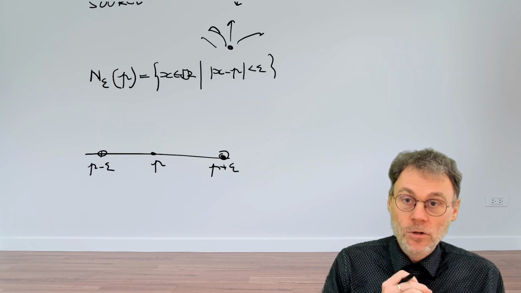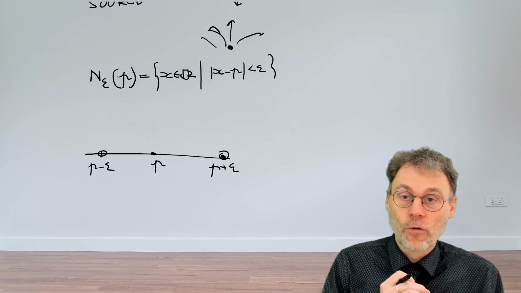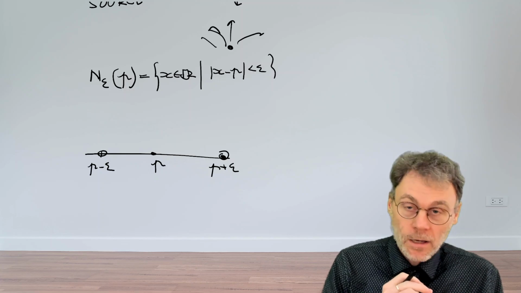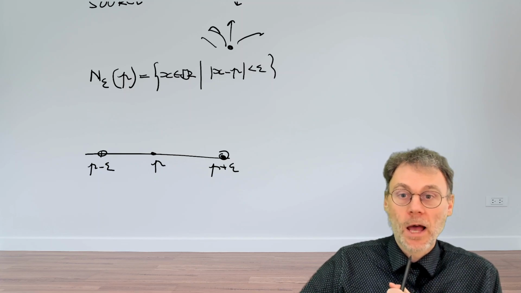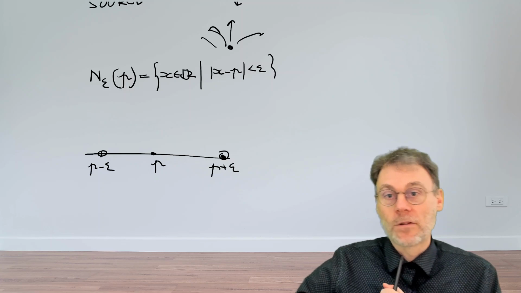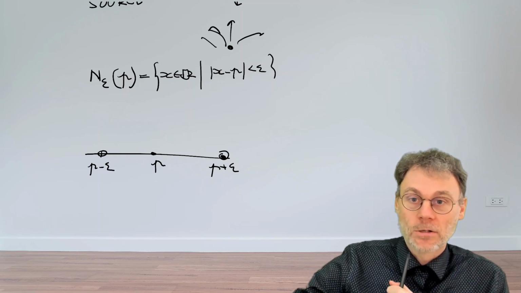Now the question is, can you use this concept to come up with a formal definition for a sink? That's an interesting thing to think about, so pause the video and see if you can come up with a formal definition of a sink using this epsilon neighborhood.